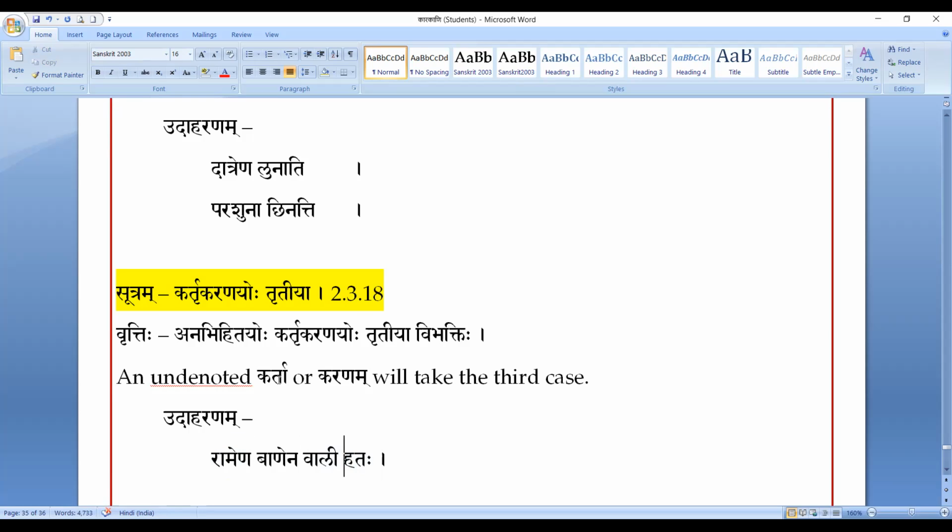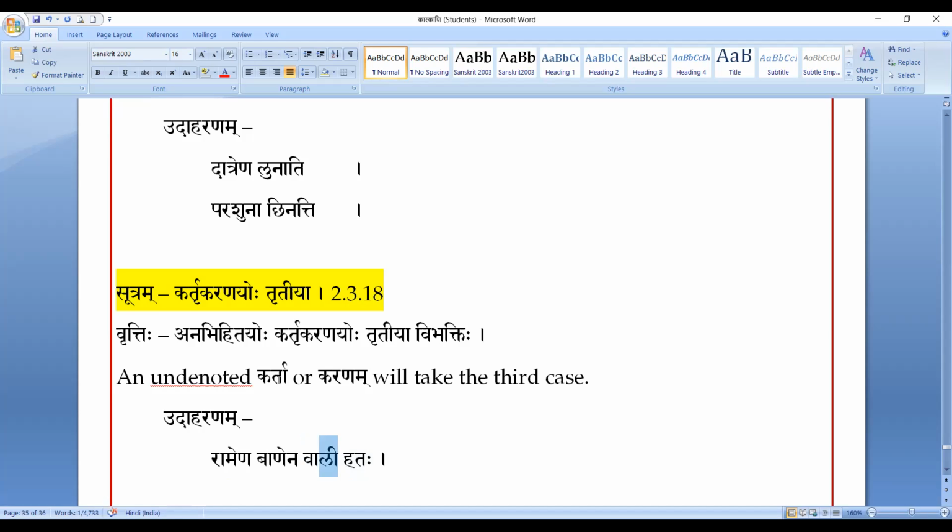What is denoted by the verbal equivalent? Here the verbal equivalent is Hataha. That is a noun acting like a verb. Even though it's a noun, it's like a verb. Vali was killed. So Vali is Abhigita, the karma. This is Karmani Prayoga. Vali Hataha is Karmani.